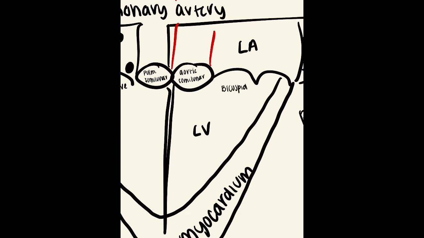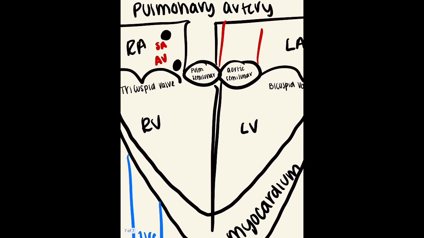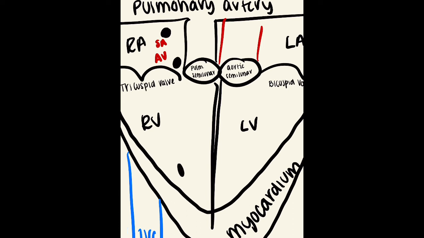The bicuspid valve is the left AV valve, and this connects the left atrium and ventricle. To help with the AV valves opening and closing, papillary muscles and chordae tendineae assist with the ventricular contraction to prevent backflow of blood.